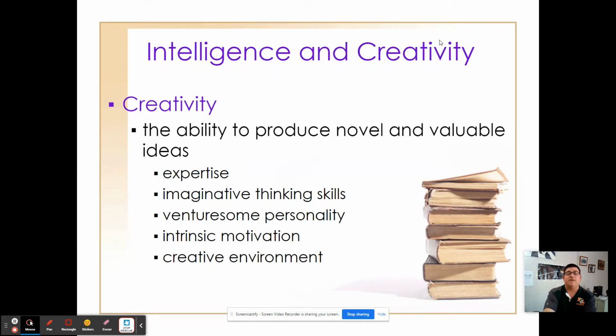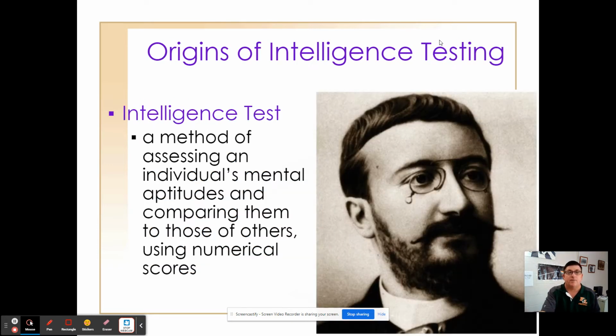All right, creativity, the ability to produce novel and valuable ideas. Some of us lack in this, you could say. Some others are awesome at this. They have imaginations that are beyond description. They're motivated intrinsically. They like to journey out on their own, and they're just creative altogether.